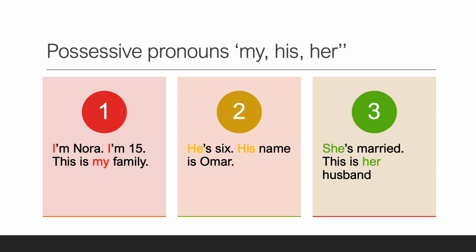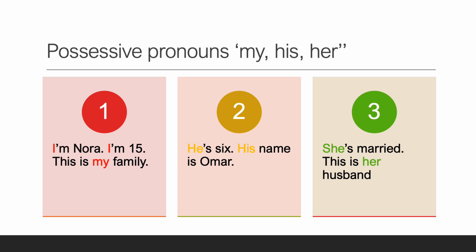Okay, now here we will talk about the possessive pronouns my, his, and her, and look at the examples and see when we use each one of them. In the first example, there's a woman or a girl talking about herself. She said, I'm Noura, I'm 15, this is my family.